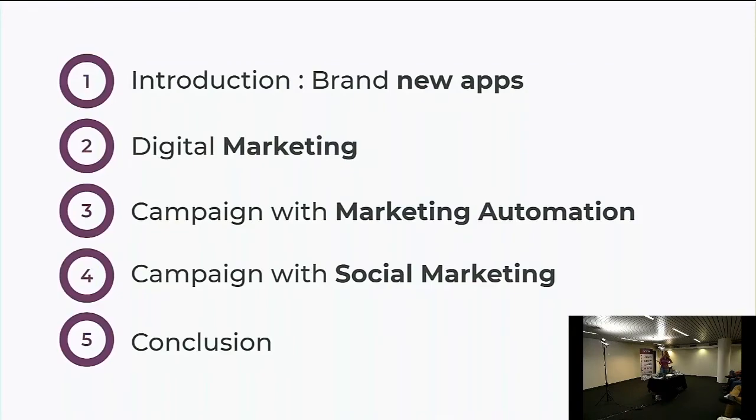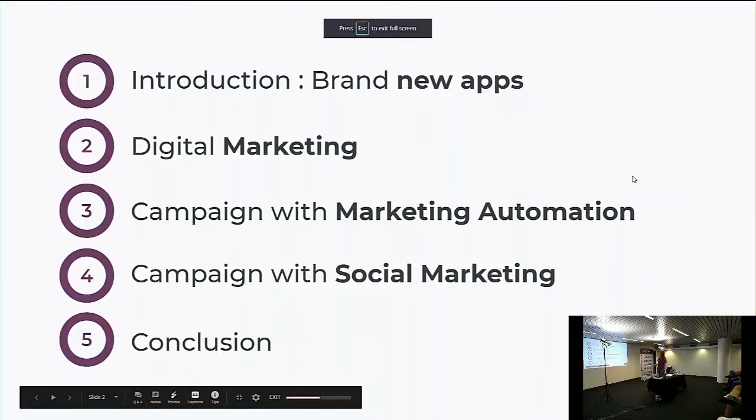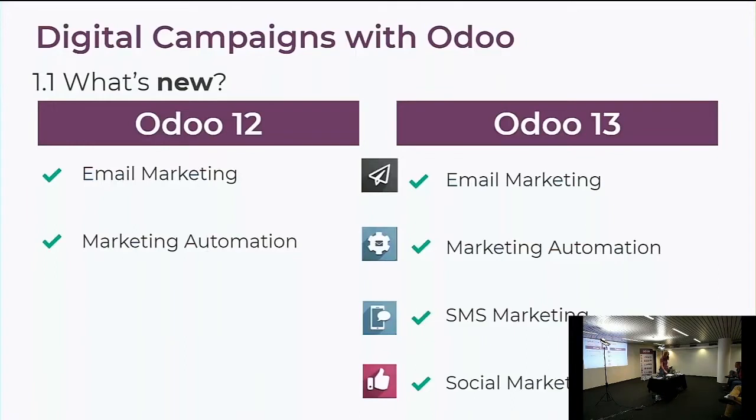So first, there is like a problem. Okay, so we'll first discuss the new applications launched this year with the new version. Then we'll discuss a bit about digital marketing, and then I will present two types of campaign that you can manage in Odoo. The first one is the campaign with marketing automation, and the second one is the campaign with social marketing, which is one of the new applications. I will conclude it. So what are the brand new apps?